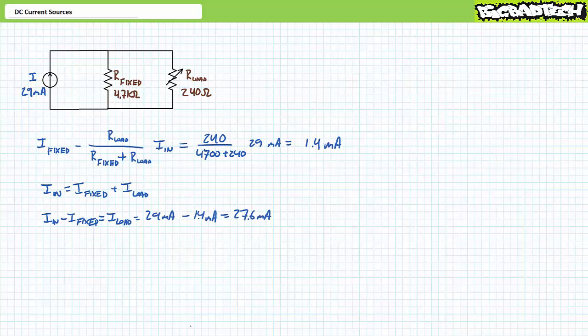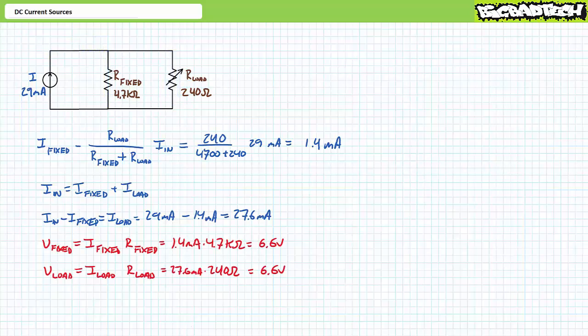However, I suggest a far more efficient means of doing so, namely Kirchhoff's current law. Given 29 milliamperes of incoming current enters this parallel relationship, and 1.4 milliamperes is diverted through the fixed resistor, an algebraic rearrangement of the Kirchhoff's current law equation for this parallel relationship suggests that current through the load resistor equals incoming current minus current through the fixed resistor. Substituting in our given values yields current through the load resistor to be the remaining 27.6 milliamperes of current.